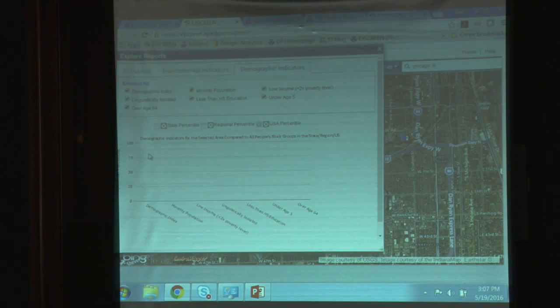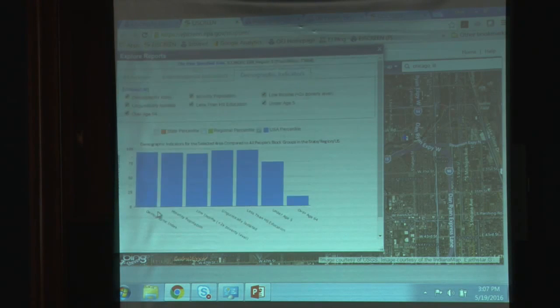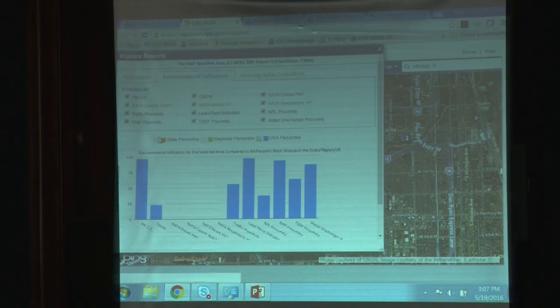So while it's loading, all of the information that we saw sometimes takes a little bit to pull up. It will show up in one place. So we have the demographic index. We have minority population, low income, linguistic isolation, less than high school education. And also another feature that's pretty cool is you can also now compare to the rest of the state, region, or US. So for example, let's try that for environmental exposures. This isn't a great example because most of these pair.